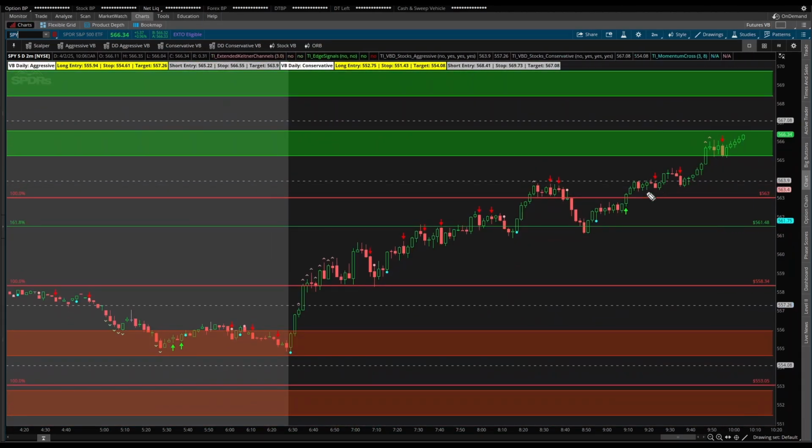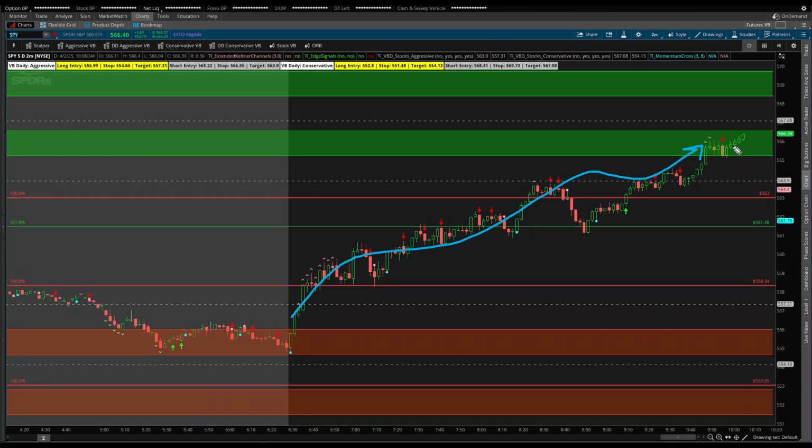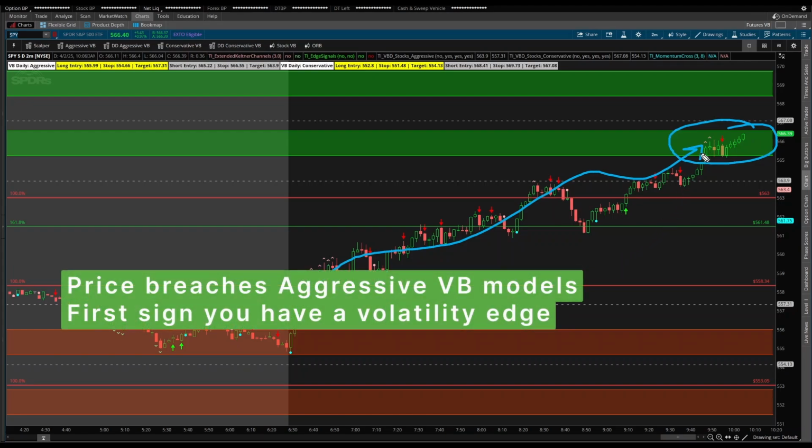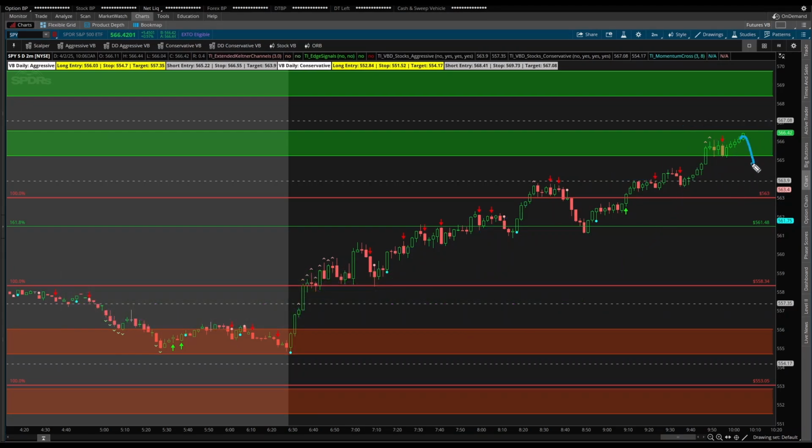You'll see price right now has been rallying all throughout the morning, and we've now breached our aggressive models. This is for a short side trade setup, and what we're looking for here is essentially momentum to reverse. We want to get short.